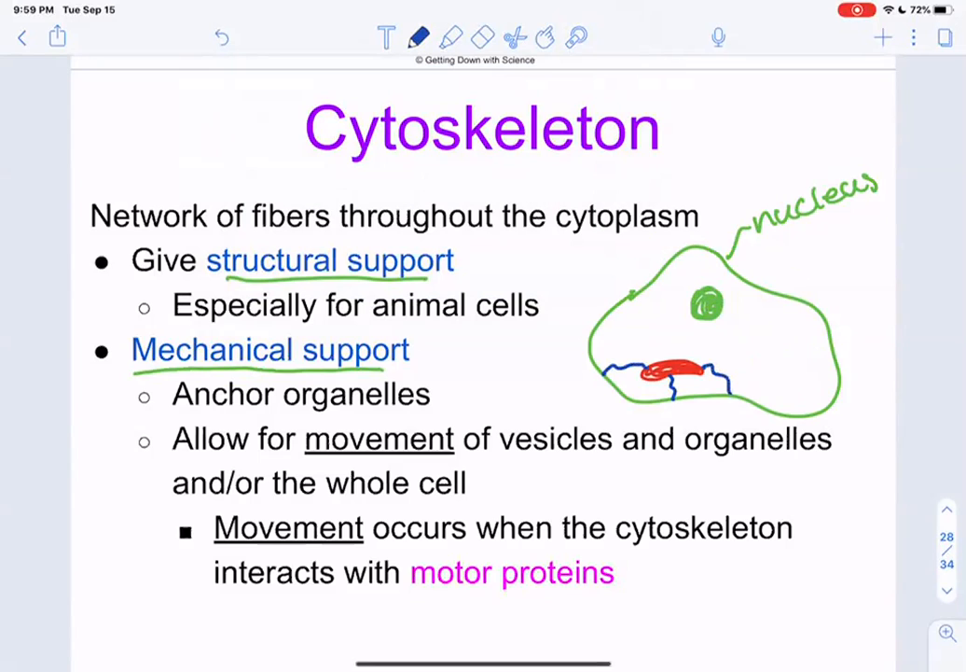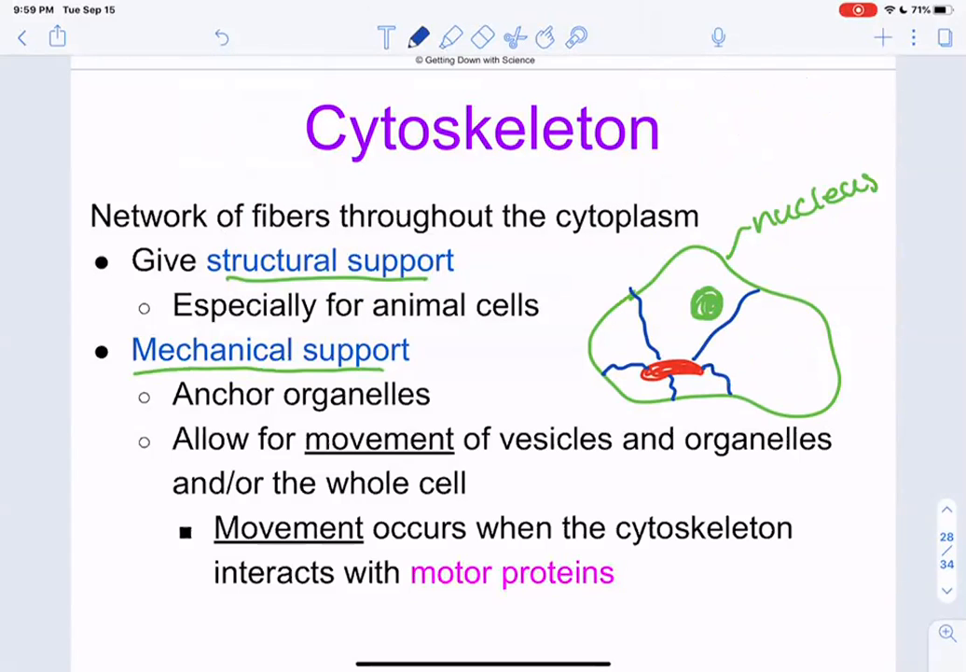I like to think of it like the springs of a trampoline. You know how a trampoline is like this, and then there are little springs that go around it. This is a terrible drawing, but let's not go about that anymore.